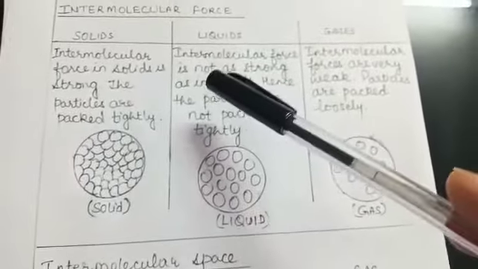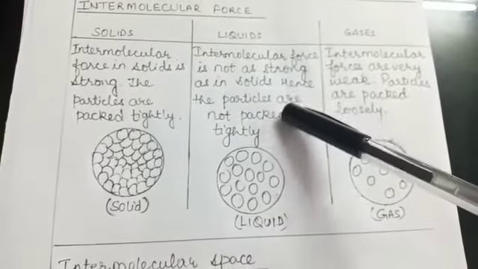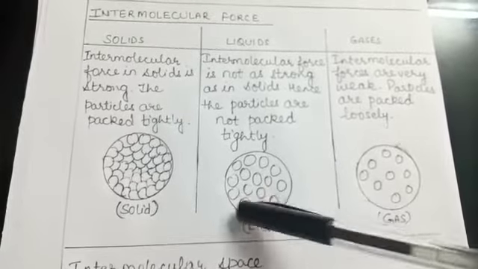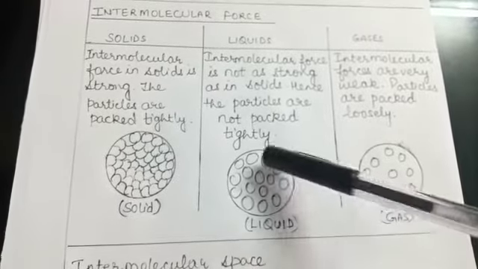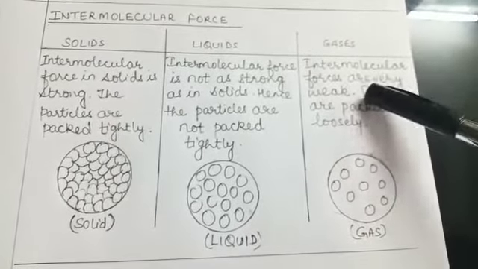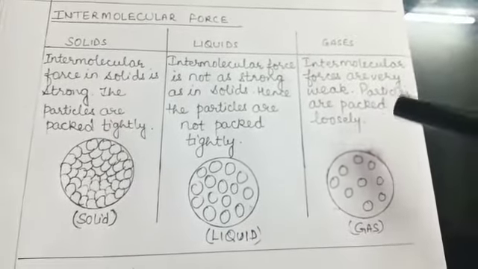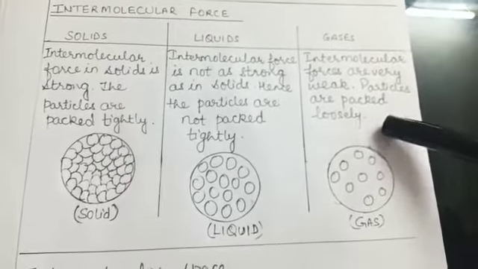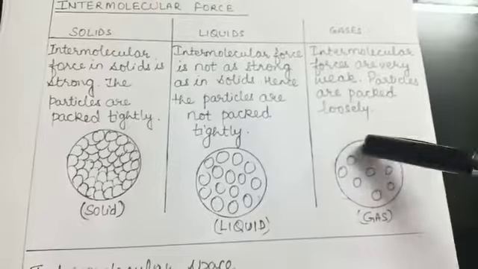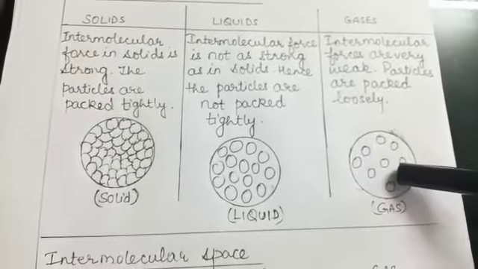In liquids, the intermolecular force is not as strong as in solids. Hence, the particles are not tightly packed, they are a little loosely packed, as you can see in this diagram. And in the case of gases, the intermolecular forces are very weak. We can also say they are negligible. Particles are packed very loosely and they are far away from each other.